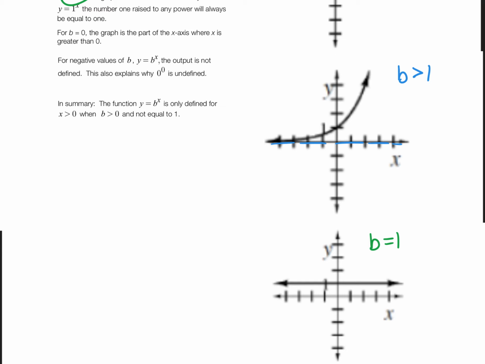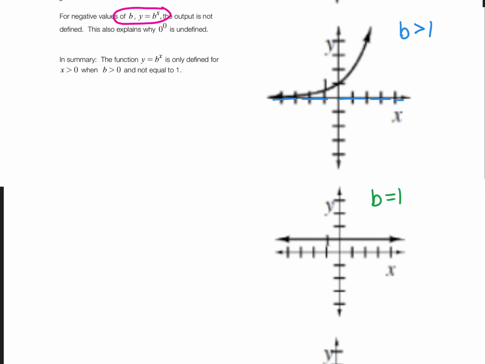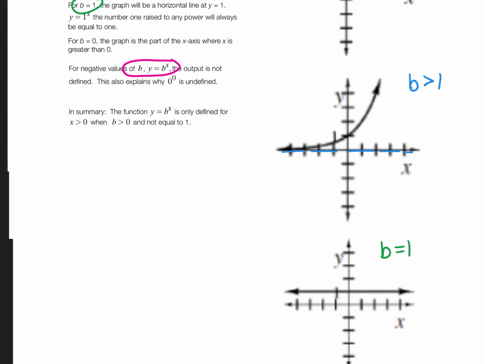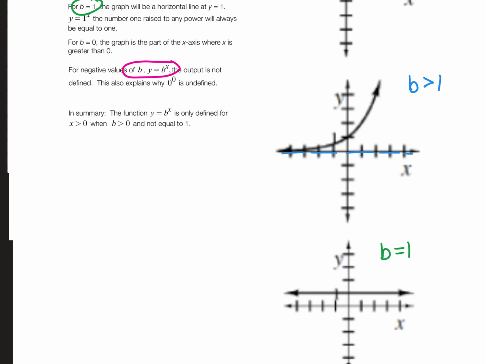And then for negative values of b, that would be anything less than 0, the output does not work. So there is no output when b is less than 0.